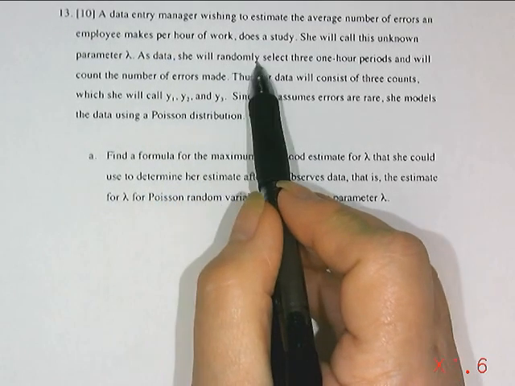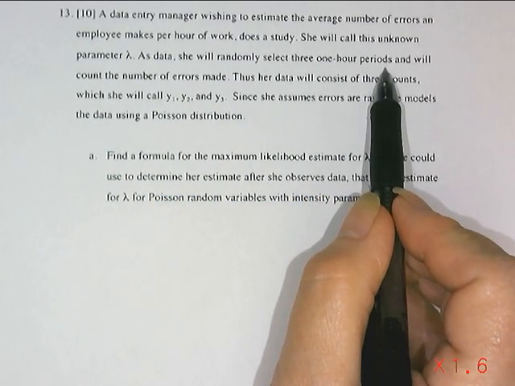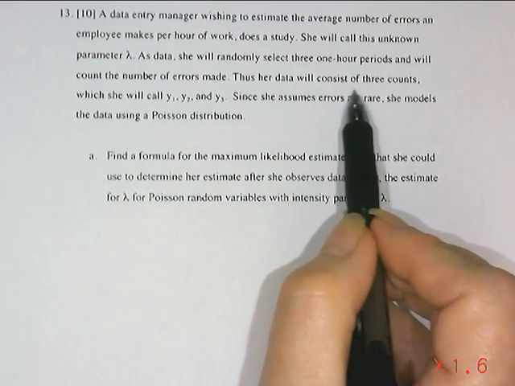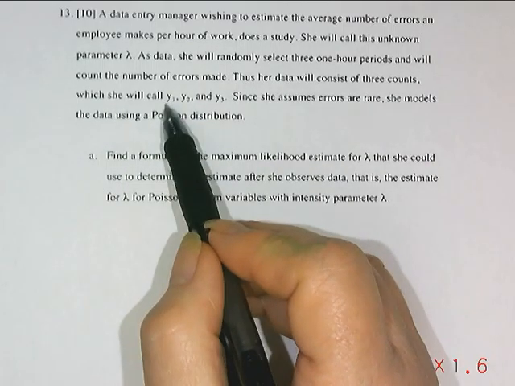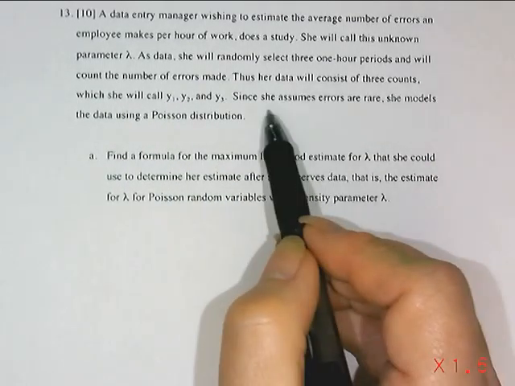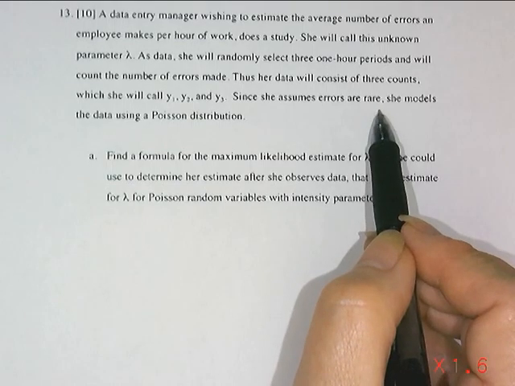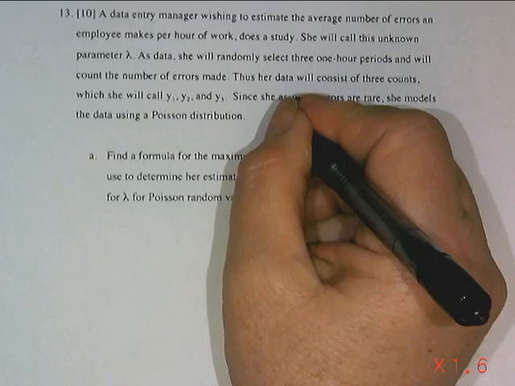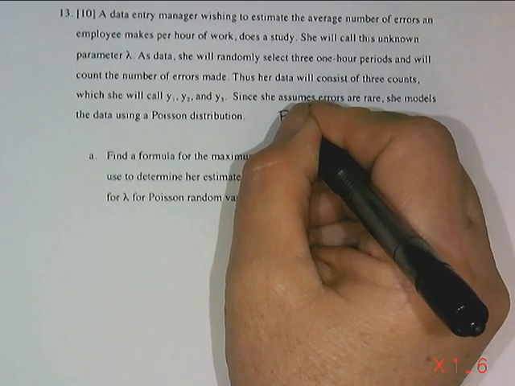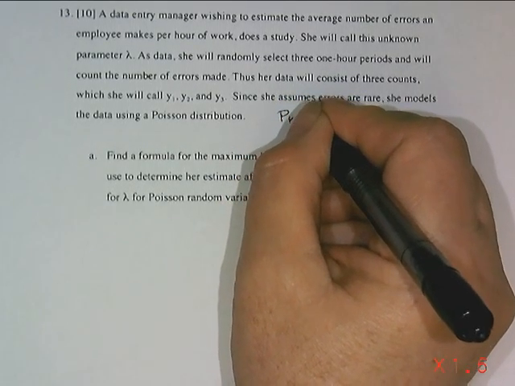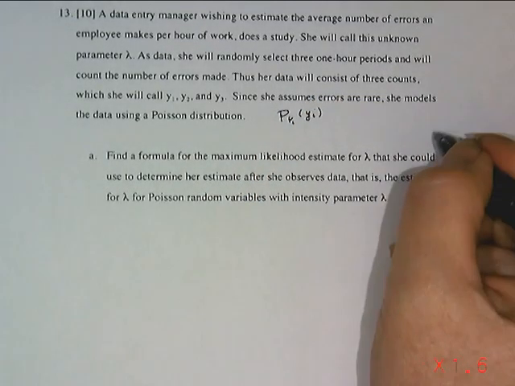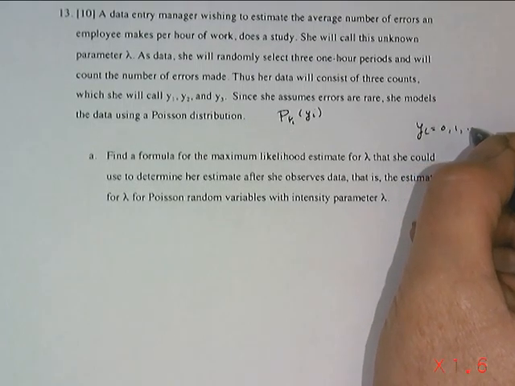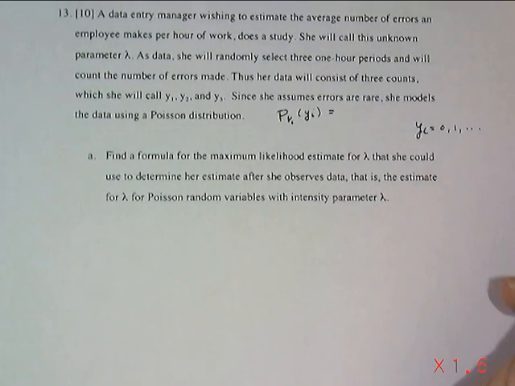As data, she will randomly select 3 1-hour periods and will count the number of errors made. Thus, her data will consist of 3 counts, which she will call Y1, Y2, and Y3. Since she assumes errors are rare, she models the data using a Poisson distribution, which means the probability of yi equal to yi, where yi can be a value 0, 1, and so forth, follows a Poisson distribution.